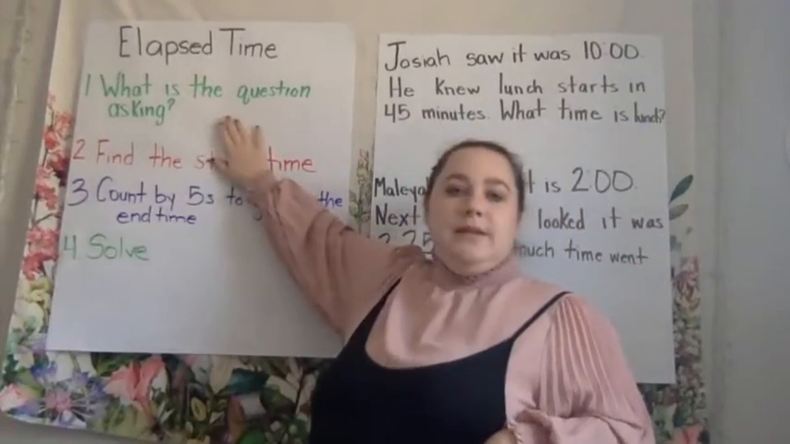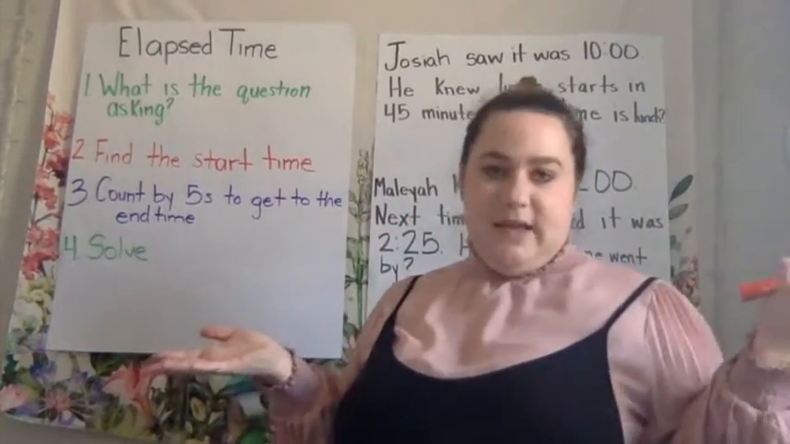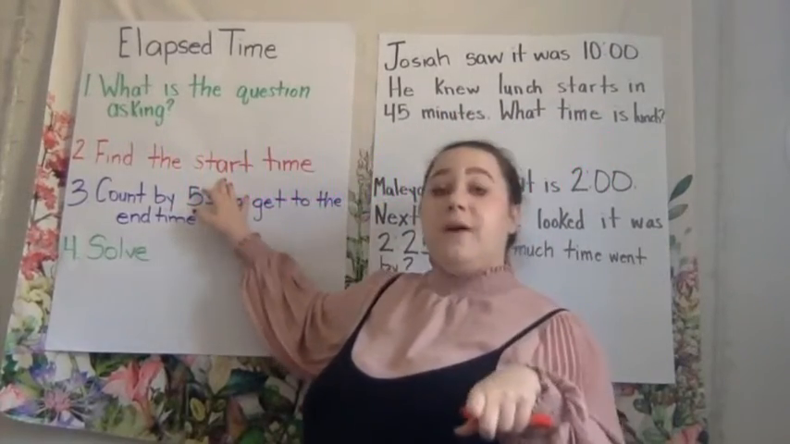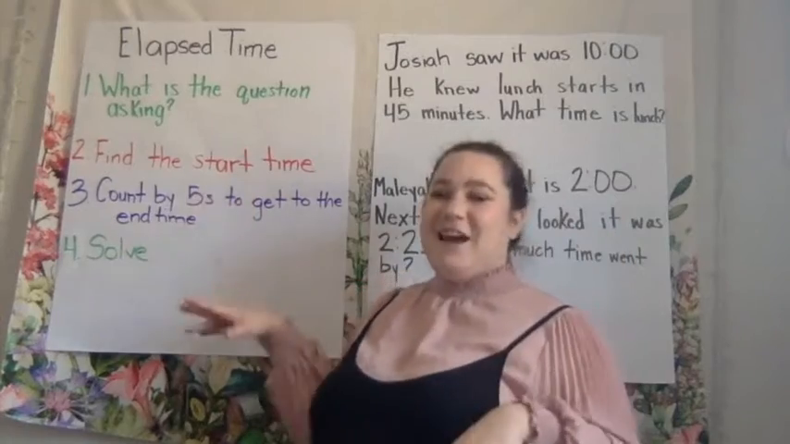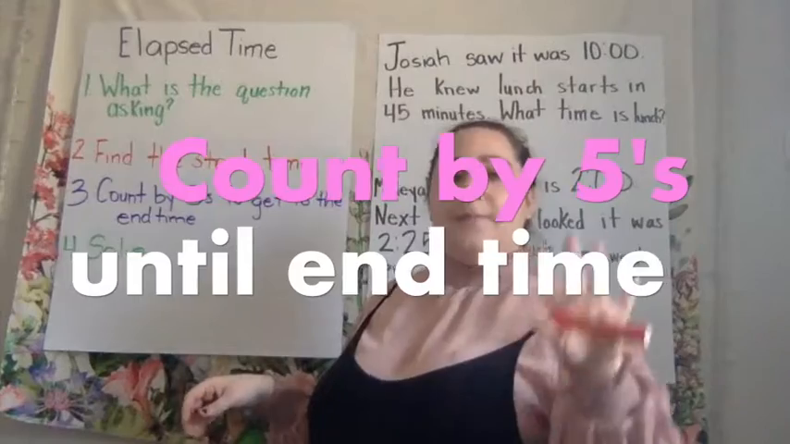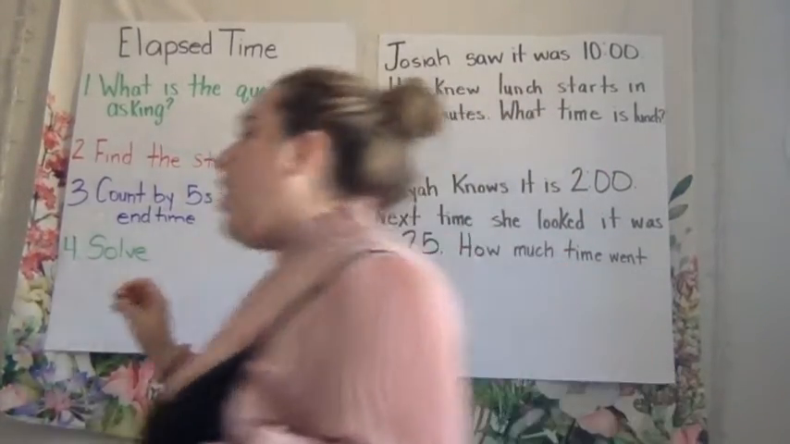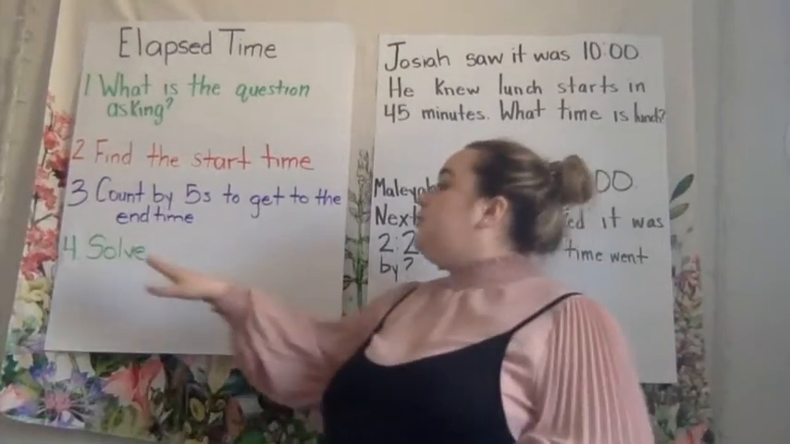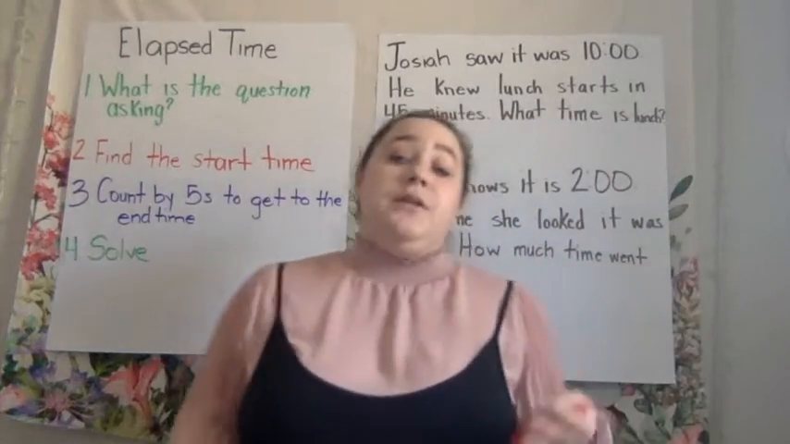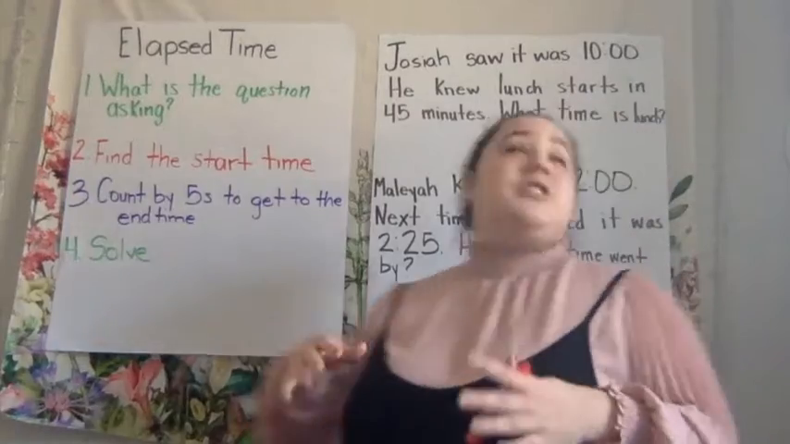Remember, the first thing we need to figure out is, what is the question asking? Then step 2, we find the start time. Then we're going to count by fives to get to the end time. Then our last part is to solve. Make sure we're picking the right answer. We know we're answering the question all the way. So let's get started right away.